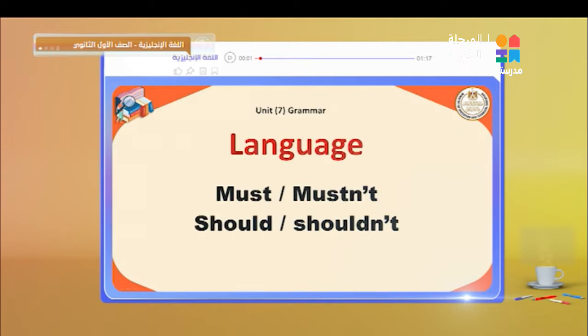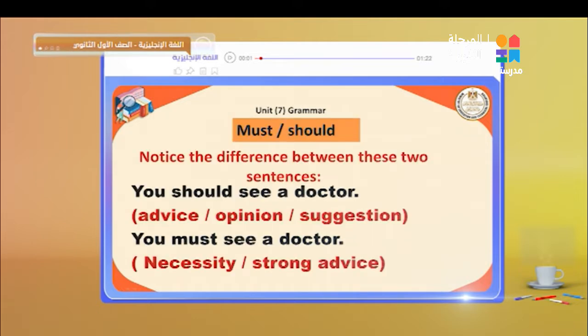Okay, let's start. What is the difference between must and should? Look at these 2 sentences and tell me the difference. You should see a doctor. You must see a doctor. What is the difference between these 2 sentences? Of course, in the first sentence, you should see a doctor. This is just advice or opinion or suggestion. So I suggest that you see a doctor, or I advise you to see a doctor, or it's my opinion that you see a doctor.